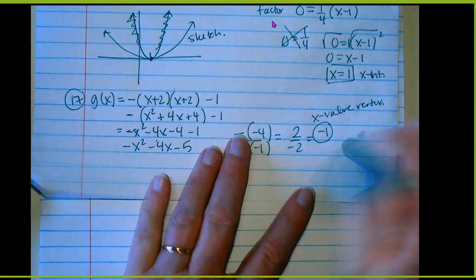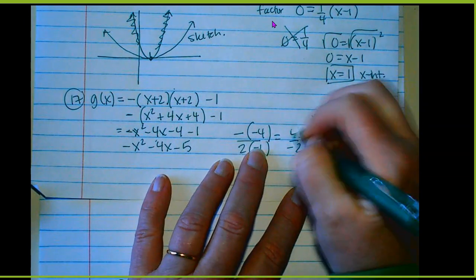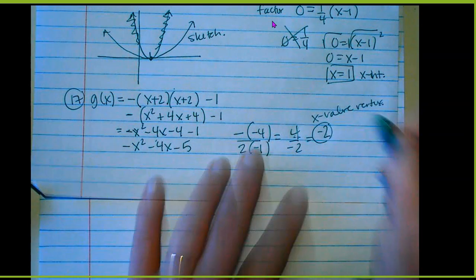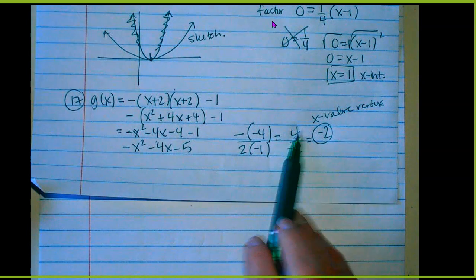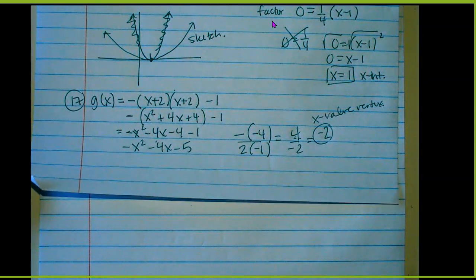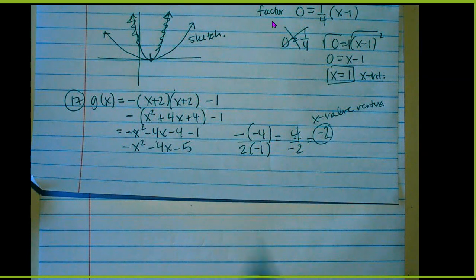Wait, I'm sorry. Okay, bad math again. It should be negative 2. My bad. This is 4 and this is 4. 4 over 2 is 2. But it was given to you in vertex form, so you could pick that out from there. We did a lot more than that in Algebra 2.